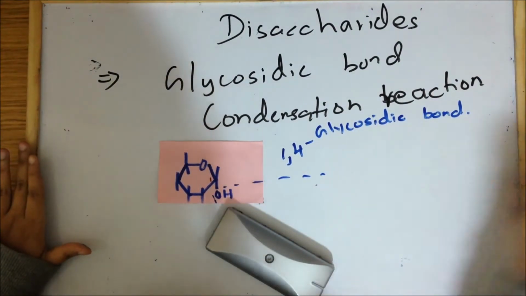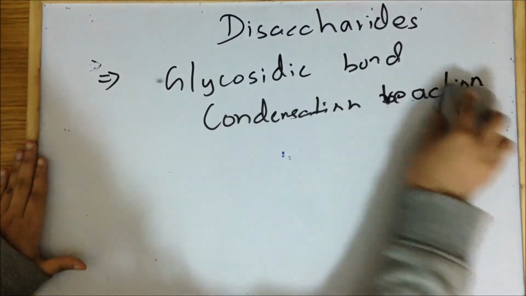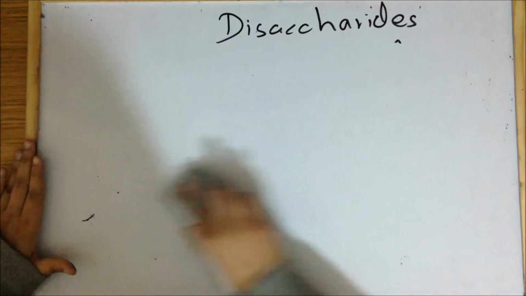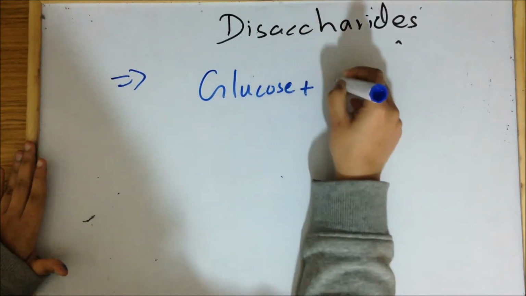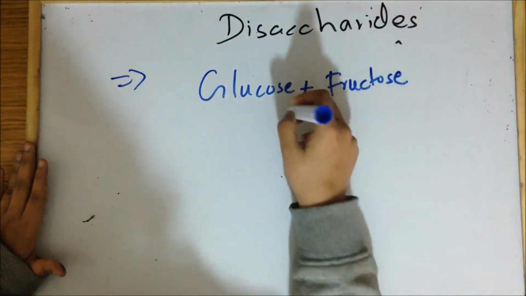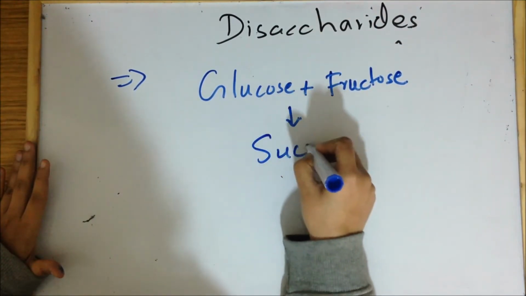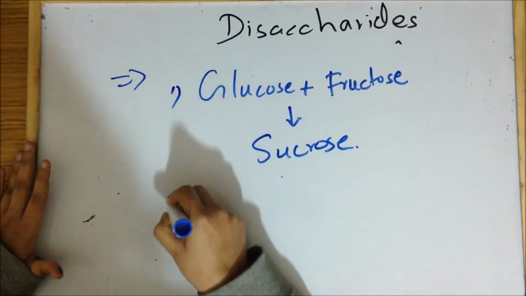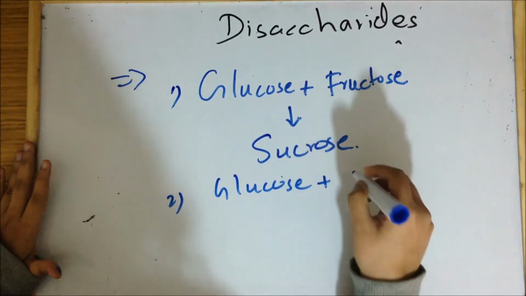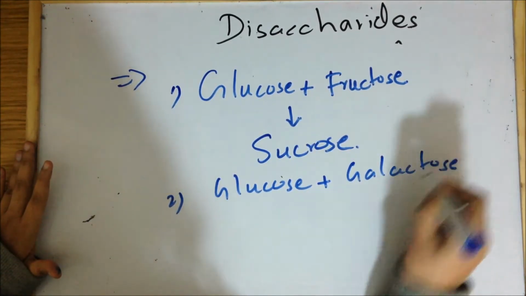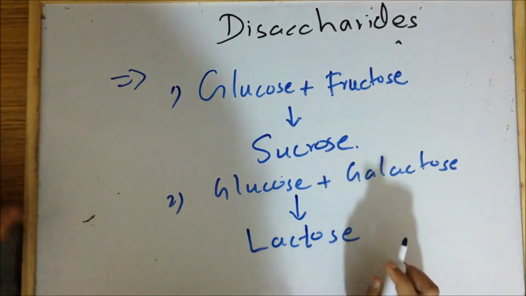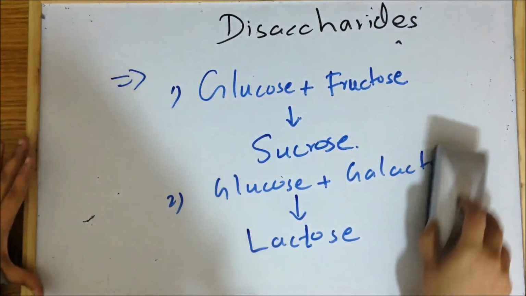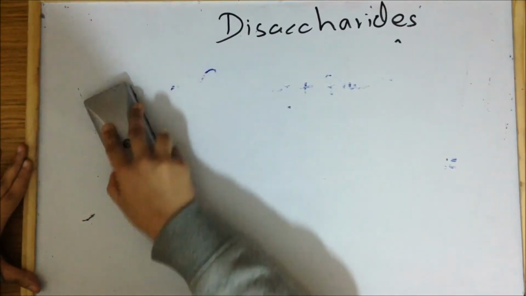As I said, if two glucose molecules form a glycosidic bond between them they produce maltose, and if one glucose and one fructose bind together, they will form sucrose. This is another disaccharide. And if one glucose and one galactose bind together, they will form lactose. Lactose is the milk sugar. Yeah, that is disaccharides.